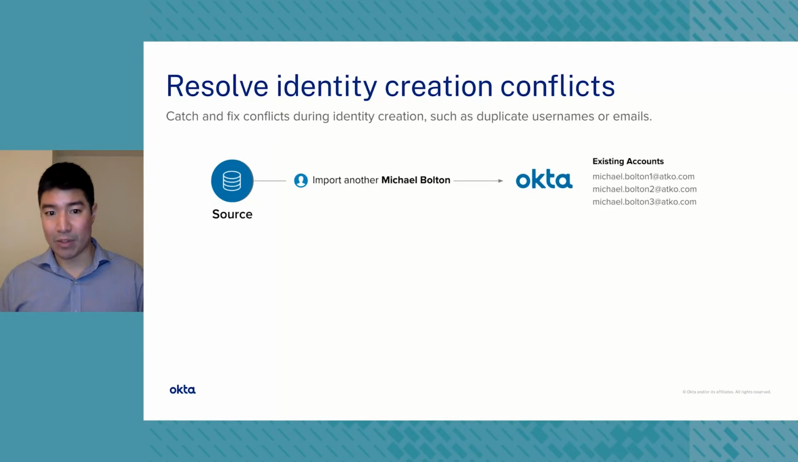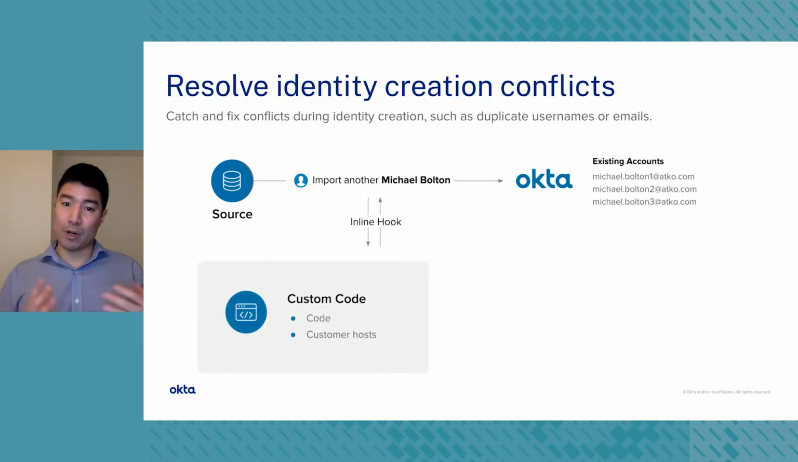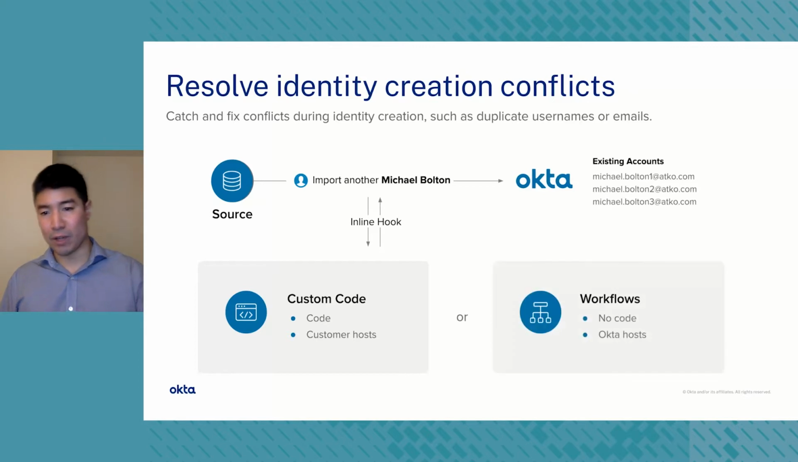In the past, what we said was, well, we'll create you an inline hook, which allows Okta to call out to a third-party service that you run as a customer. And this third-party service would house the logic to, 1, identify the conflict, and then 2, come up with a username and email address that does not conflict. The problem here is that the customer has to code up that logic and also host it. Well, with workflows, we give you an alternative. You still use the import inline hooks, but now with workflows, you can build out the logic that does not require code, and workflows will also host it for you.